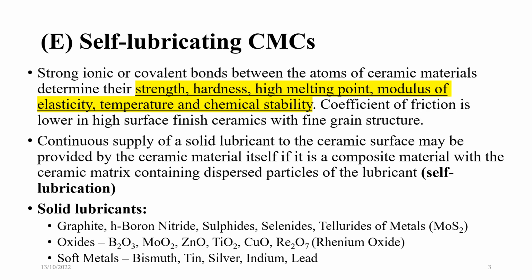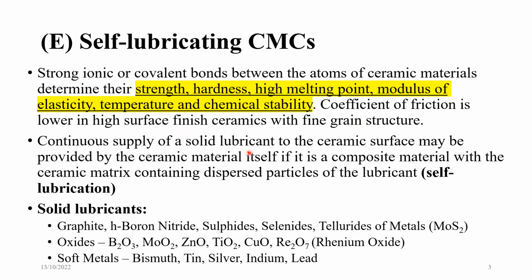So coming to self-lubricating CMCs, strong ionic or covalent bonds between the atoms of ceramic materials determine their strength, hardness, high melting point, modulus of elasticity, temperature and chemical stability. So there is a direct relation between the strength of the covalent bonds and the material properties. Coefficient of friction is lower in high surface finish ceramics with fine grain structure.